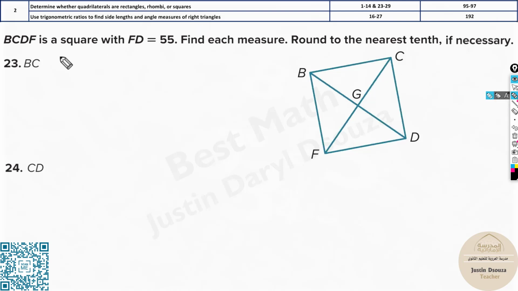So let's look into these problems. BCDF is a square. Okay, this given one is a square. FD, where is FD?